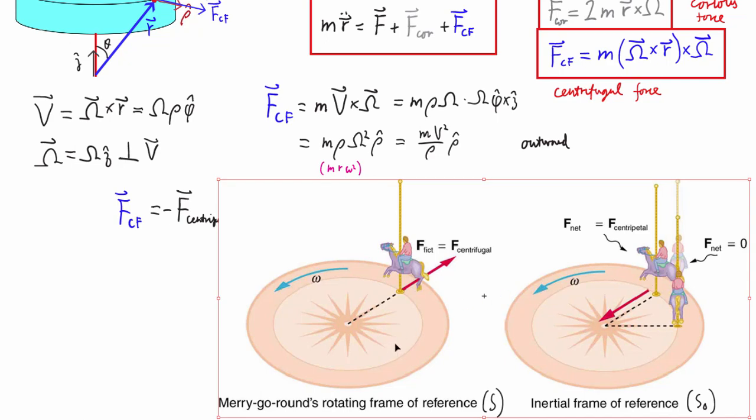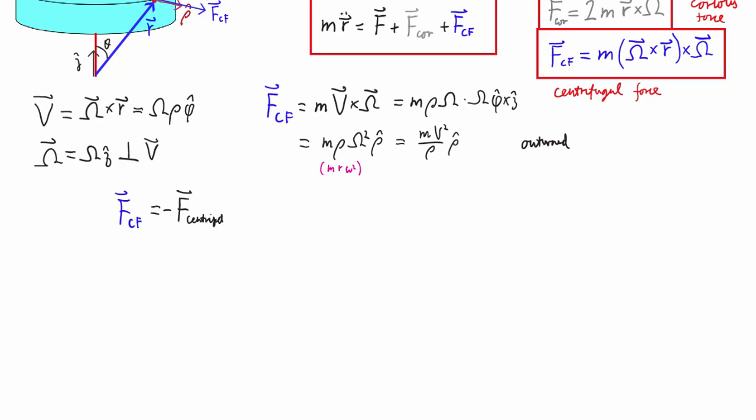In the rotating frame of reference, the horse is stationary. There's no acceleration on it. So what we have to have then is the net force, if Newton's law is going to be reasonably valid, equal to 0. In other words, the centrifugal force has to be equal and opposite the centripetal force. They have to add up to 0 in the rotating frame of reference.